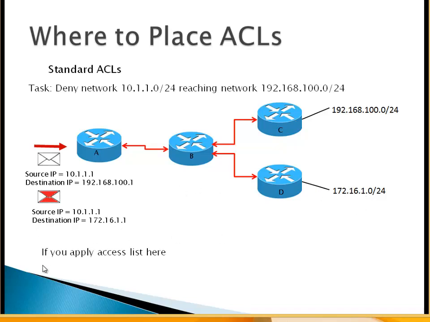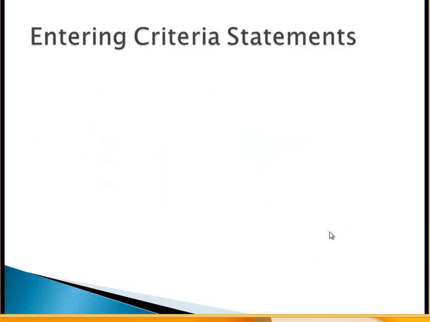Now, if you apply the access list here or here, both packets will be dropped. The reason is that a standard list reads only the source, not the destination, not where it is going. So for the right effect, you have to put it as close to the destination as possible.